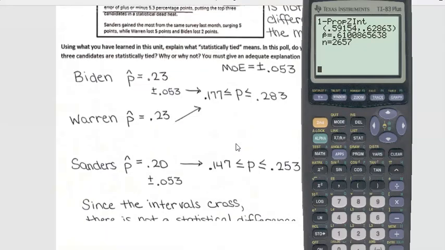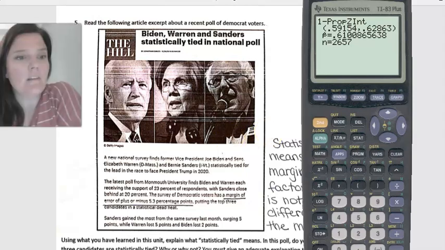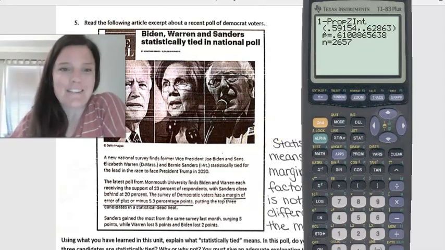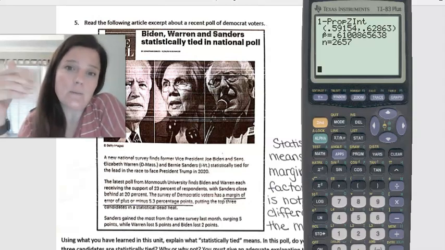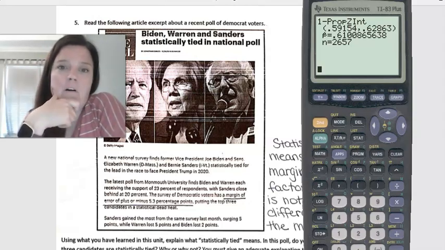Maybe. So the last question, because it'll be proportions, I'll do another video to do the hypothesis test. Okay, so the last question here, we're looking at an article. This one was back from the fall.